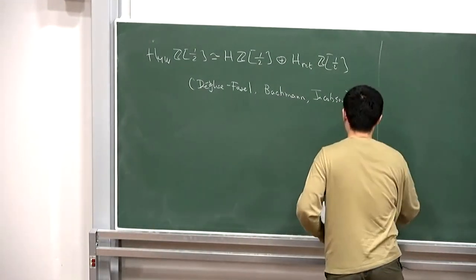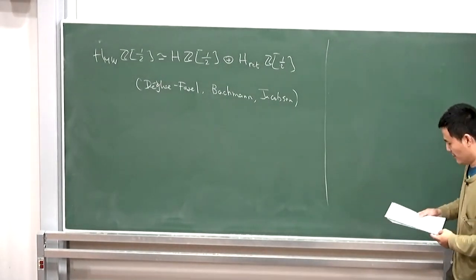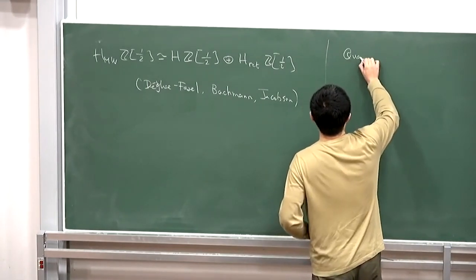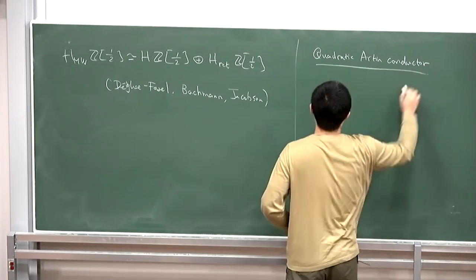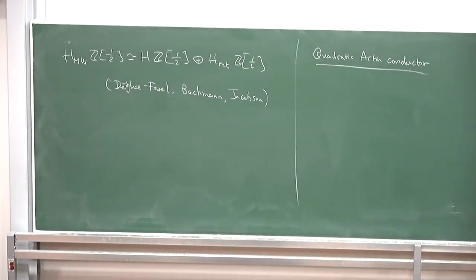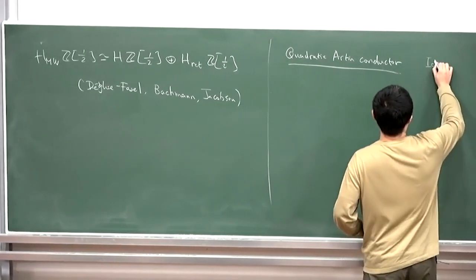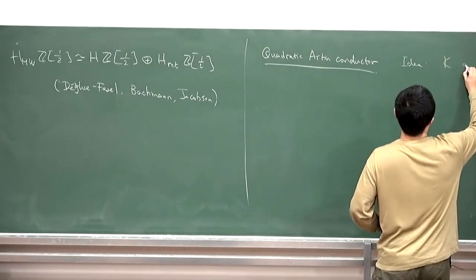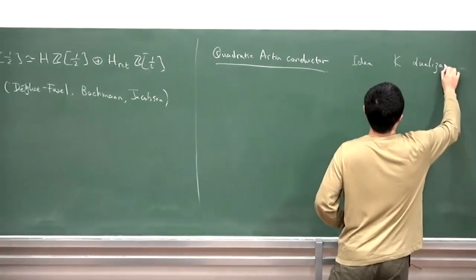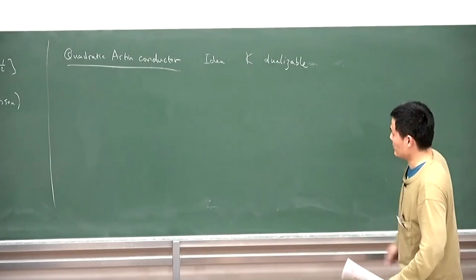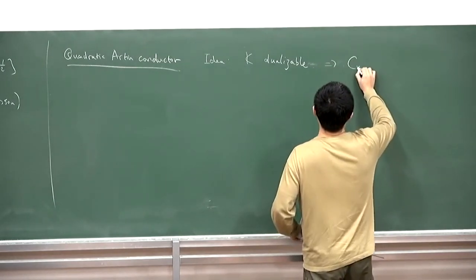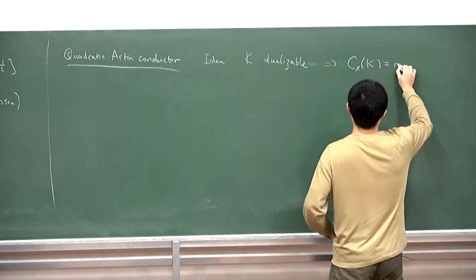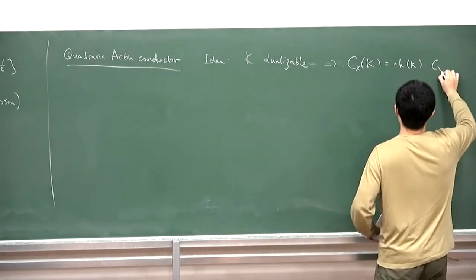Right, so we have settled this rank thing, and it remains to define the Artin conductor. We are motivated by this GOS formula, so the Artin conductor is supposed to be the remaining term of this. So the idea is, if K is globally dualizable, in general it is not, it is just dualizable over some dense open subset, but if it is globally dualizable, then the C_X of K is nothing but the rank of K times the C_X of the unit.